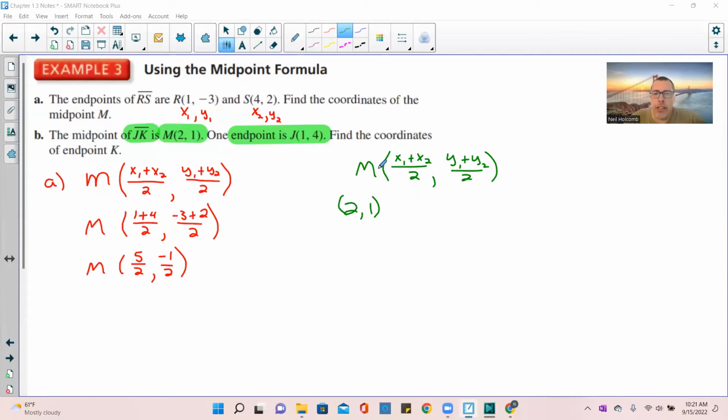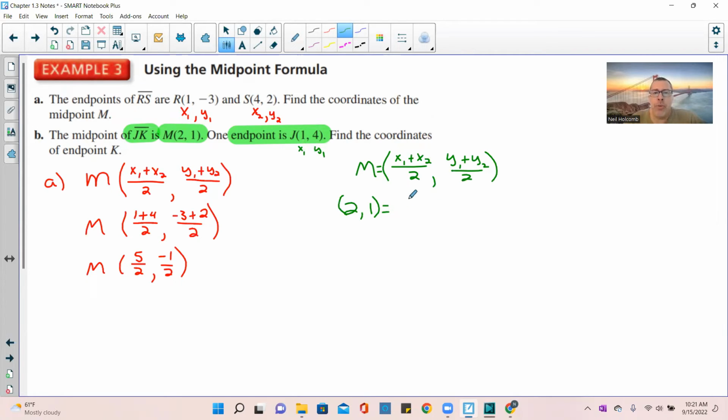Okay, I'm going to change this a little bit. I'm going to put an equal sign here just to avoid confusion. So the midpoint equals this. So this is going to be 2, comma, 1. That is the midpoint we were given, M, and one endpoint. So let's call this x sub 1 and this y sub 1. And we have to find x sub 2 and y sub 2.